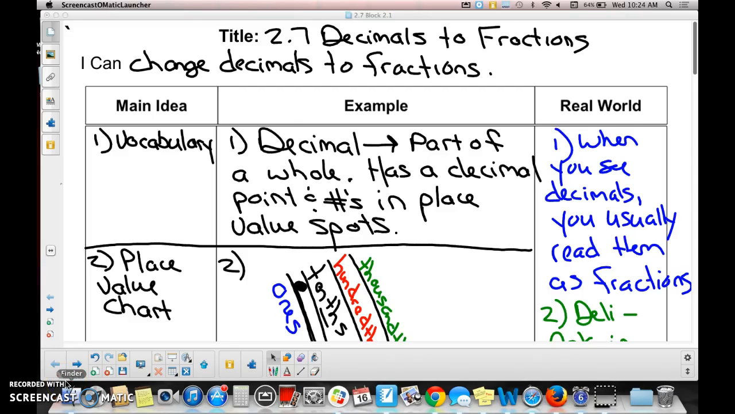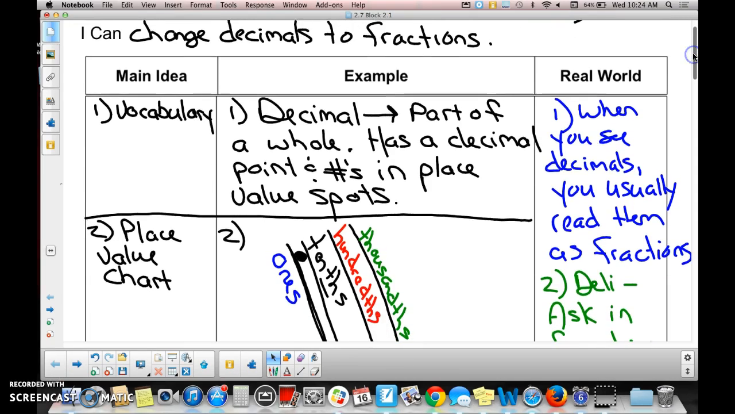What are we doing, Josh? 2.7 decimals to fraction. And what can you now do, Tristan? I can change decimals to fractions. And is that true, y'all? Yeah. Yes.